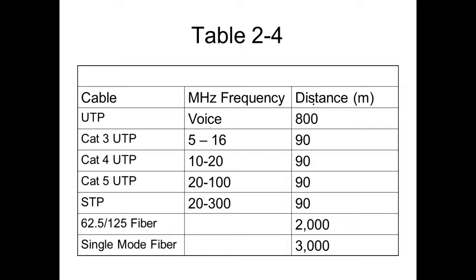If I'm going to run over 330 feet, I don't want to run copper anyway. I want to move to what? Fiber optic cable. So here's some fiber optic. 62.5/125 cladding is 2,000 meters. Multiply that by 3.3. So that's over a mile, right?